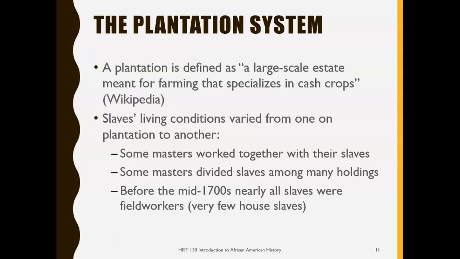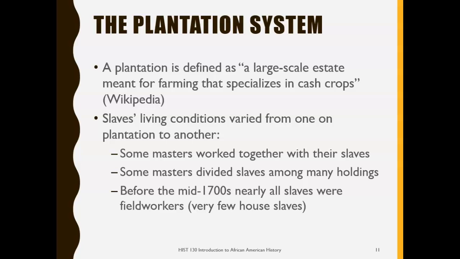So the slaves were held on plantations. That's where they spent most of their lives. So what is a plantation? According to Wikipedia, a plantation is a large-scale estate meant for farming that specializes in cash crops. So a plantation is a large piece of land that was dedicated to the production of just one crop. For instance, tobacco or cotton. So that's the main activity on the plantation.